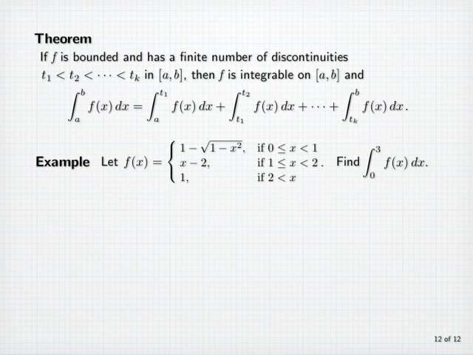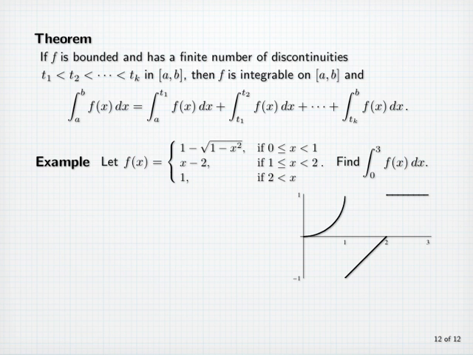Here's the graph of our function. Notice that the piece of the graph between 0 and 1 is a quarter of the circle with radius 1 centered at the point 0, 1 on the y-axis. Between 1 and 2 we have a straight line with slope 1 crossing the x-axis at 2, and then of course we have the constant y equals 1 between 2 and 3.